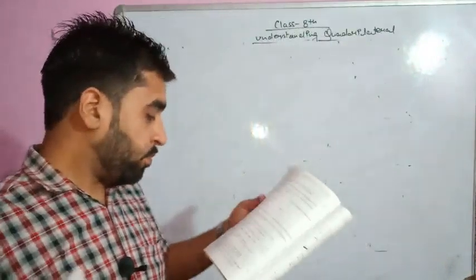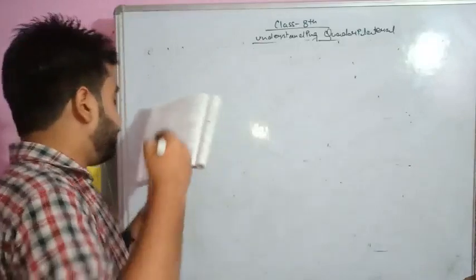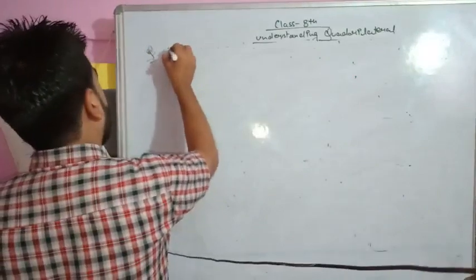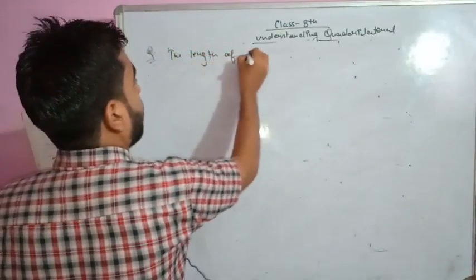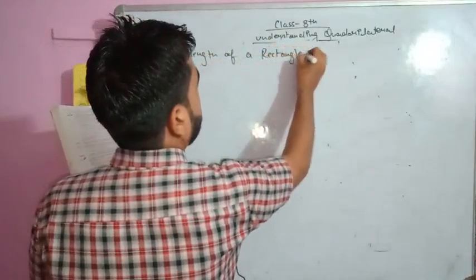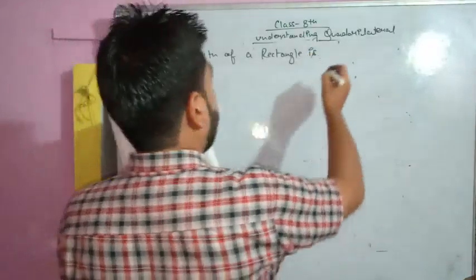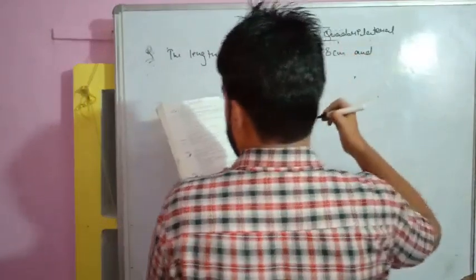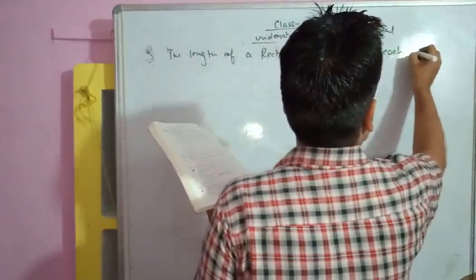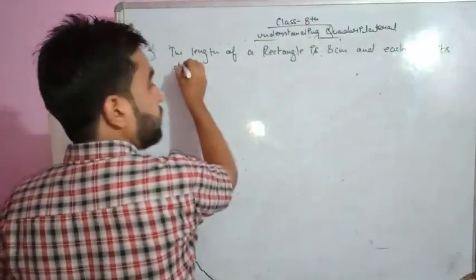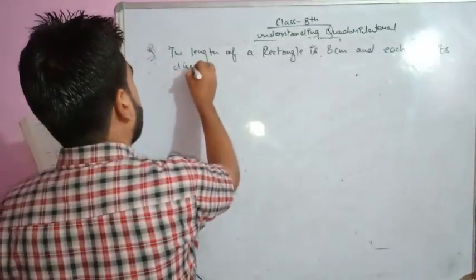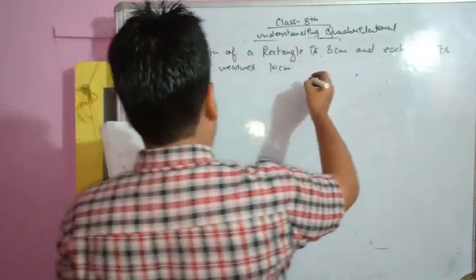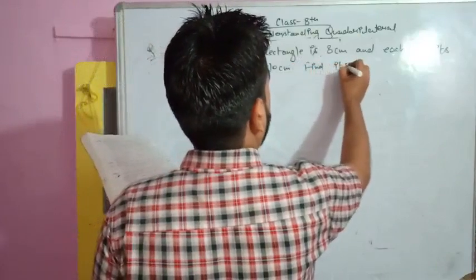Now students, question number 2, which I have selected to solve is: the length of a rectangle is 8 centimeters, and each of its diagonals measures 10 centimeters. Find its breadth.